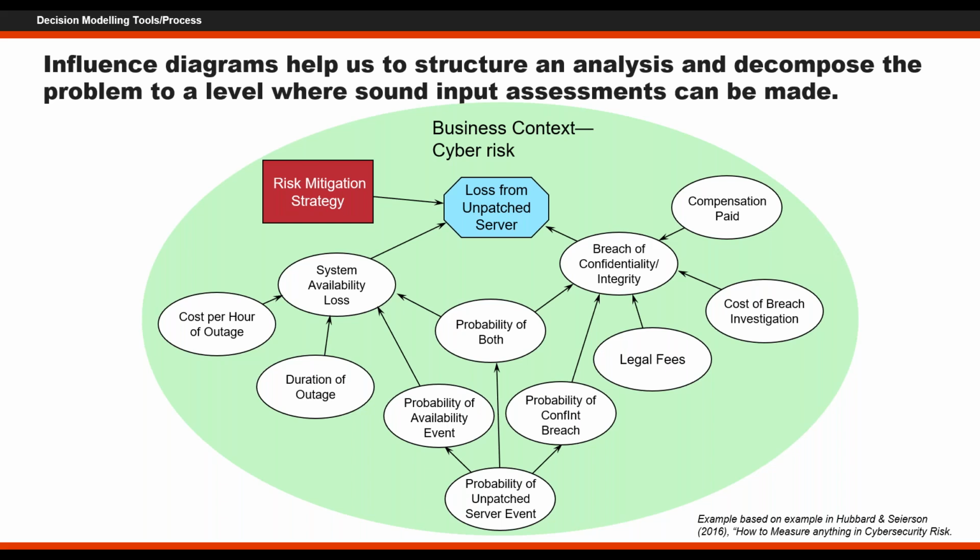And then the final shape that we often have in these diagrams is the rectangle, which is a decision. So these are the things you can do. In this case, it could range from doing nothing to various mitigation efforts, where you have teams of people keeping an eye on things, or you spend more money on security, etc. And these diagrams are very easy to work with teams.